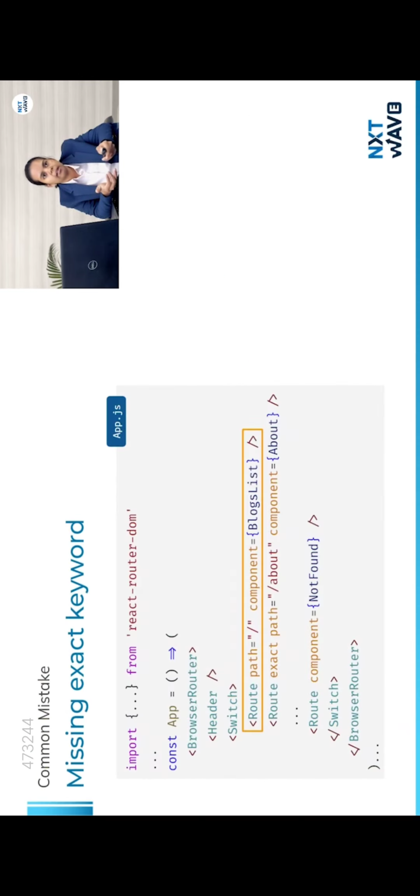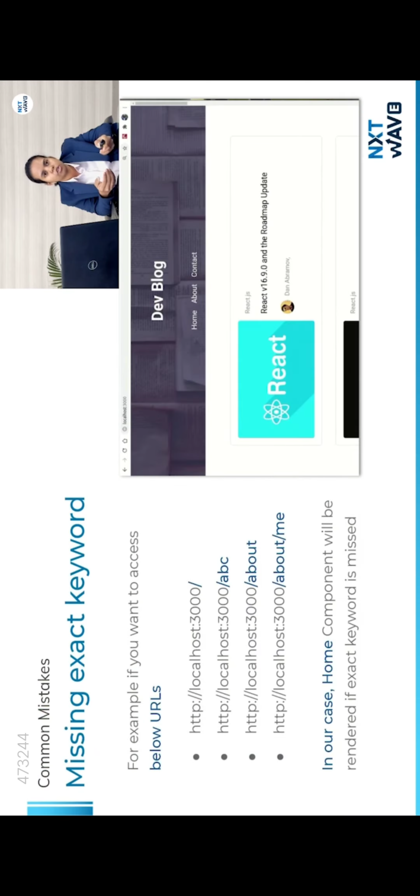So the reason here is that the switch will render the first component that matches, and since we haven't provided exact, a sub part is being matched. In slash about, a sub part is slash, so that is being matched. So that's the reason the blogs list is being displayed and the about is not being displayed. Okay, so we have to be careful about whether we have specified the exact keyword or not. There you can see the issue. Now, if you specify exact, it will appropriately be corrected.